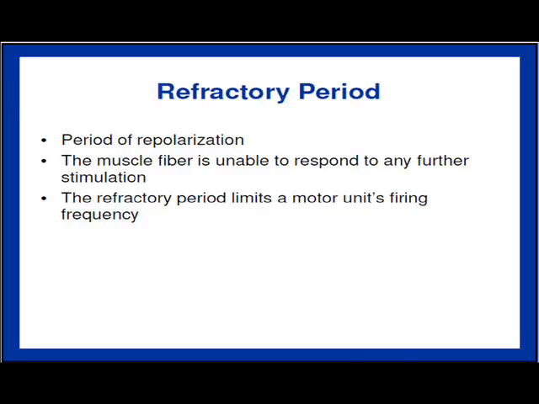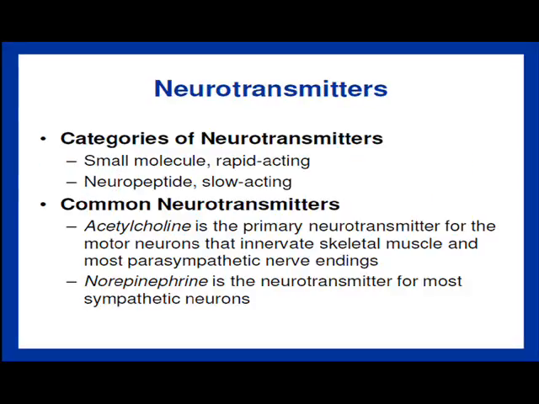Okay, in terms of the common neurotransmitters, acetylcholine is the primary neurotransmitter from the motor neuron to innervate skeletal muscle, and is used in most parasympathetic nerves. We've already heard that before. And norepinephrine is a neurotransmitter that's used in the sympathetic nervous system. So parasympathetic is acetylcholine. Acetylcholine is used as the primary neurotransmitter at the neuromuscular junction, and norepinephrine for the sympathetic nervous system. Okay, that's just key points.